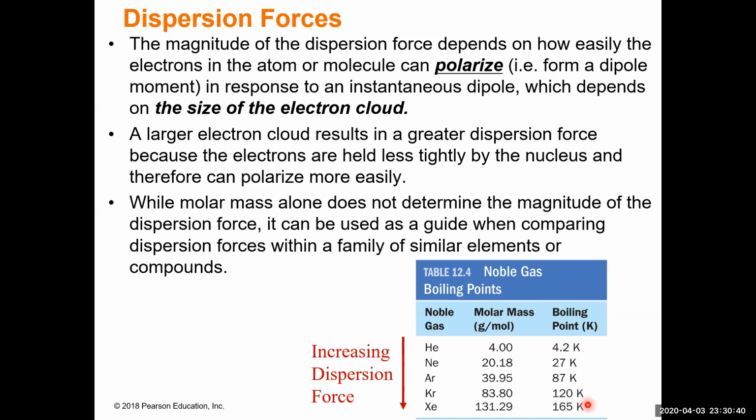Remember that the boiling point increases as we have stronger intermolecular forces. So that means that because noble gases can only have the dispersion force as an intermolecular force, as we're getting into larger and larger clouds, remember that these electrons are held less tightly by the nucleus and therefore they can polarize more easily, which means that they have an increasing dispersion force. And that's why we see an increasing boiling point as these electron clouds get larger.